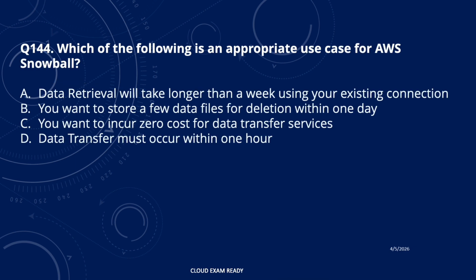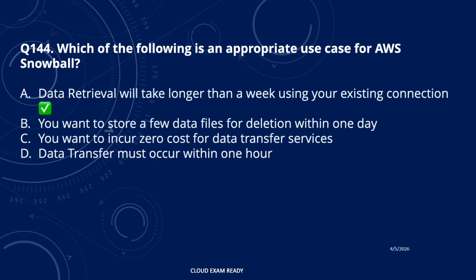Next, question number 144. Which of the following is an appropriate use case for AWS Snowball? So we have options. Option A, data retrieval will take longer than a week using your existing connection. Option B, you want to store a few data files for deletion within 1 day. Option C, you want to incur zero cost for data transfer services. Option D, data transfer must occur within 1 hour. So the correct answer here is option A, data retrieval will take longer than a week using your existing connection.